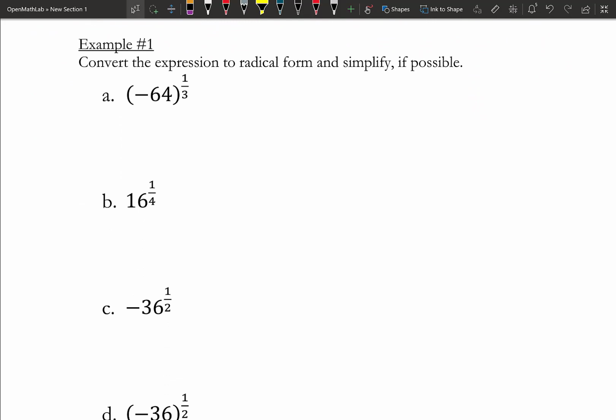So we have a couple of examples. We're asked to convert each expression to radical form and then simplify if we can, right? So if we have negative 64 raised to the 1/3 power, that's equal to the third root of negative 64, right? So the third root of negative 64 is negative 4, because if I take negative 4 cubed, that's negative 64. So the cube root of negative 64 is negative 4. 16 to the 1/4 is equal to the fourth root of 16, which equals 2.